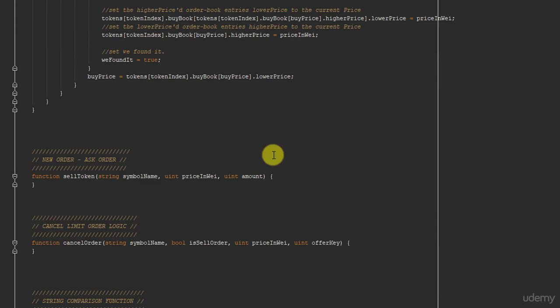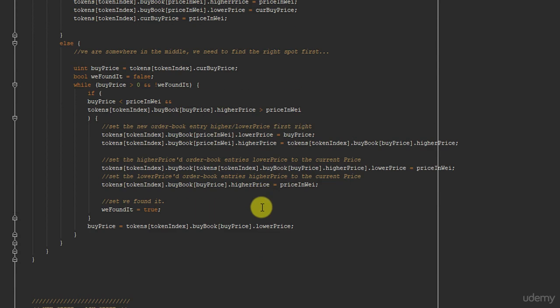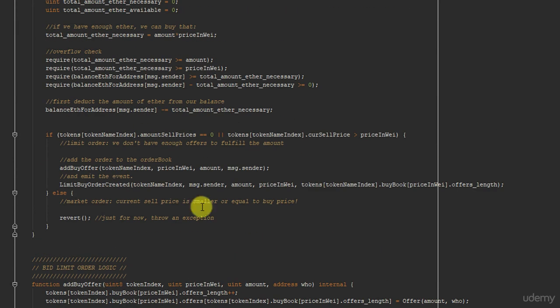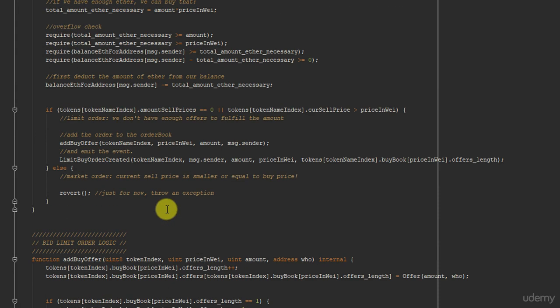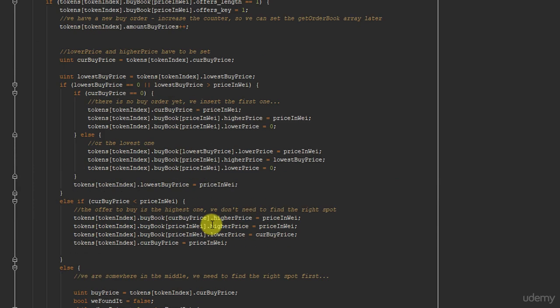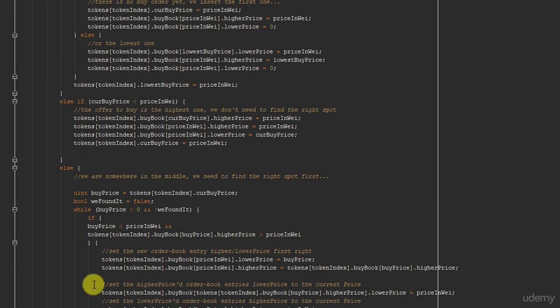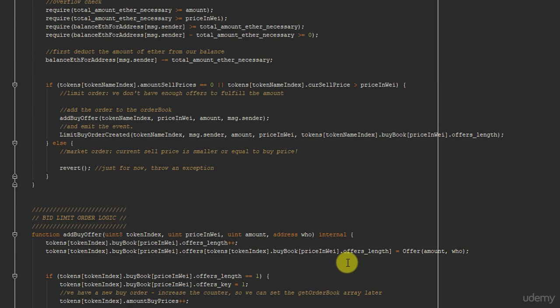The next lecture is an assignment. In the next assignment, it's up to you to actually implement the logic for the sell token exactly the same way as we have it here in the buy token and the add buy offer, just the other way around. So we are not starting from the highest price for sell orders, we are starting from the lowest price, and this is what you have to implement. And obviously the event will be different, but we are going to discuss this in the next lecture, and I will show you exactly how these things should work.